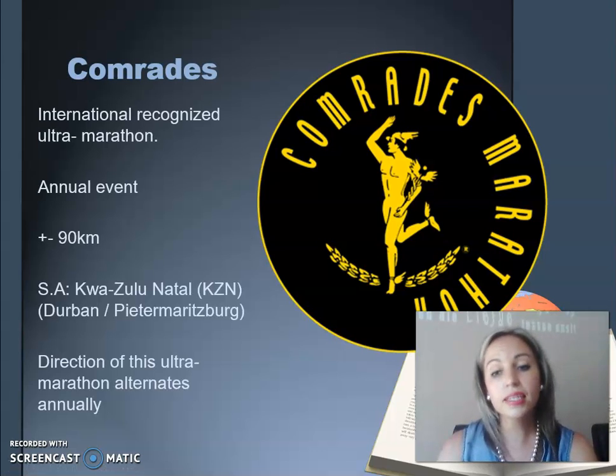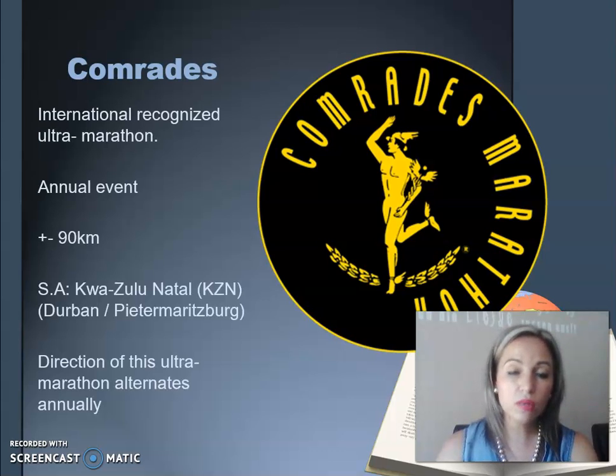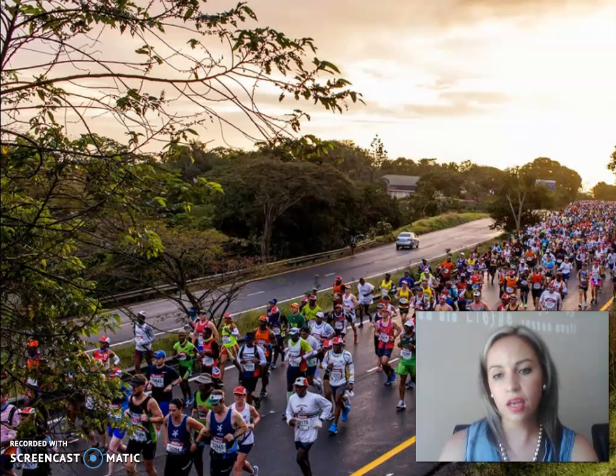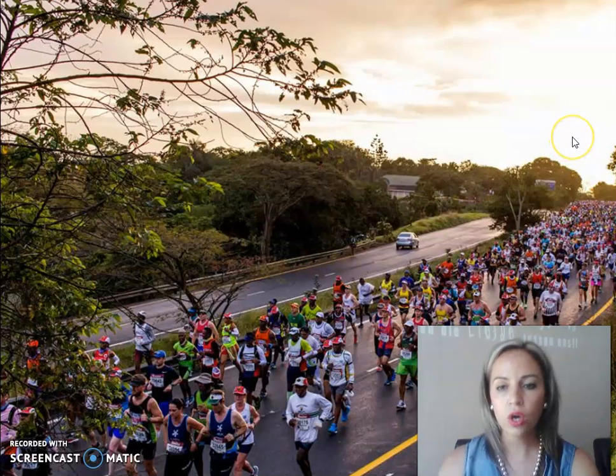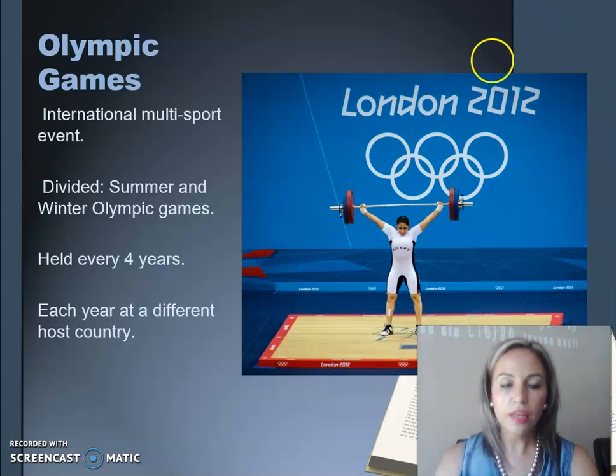Then we have the Comrades. It's an internationally recognized ultra marathon that's held every single year in South Africa. It's plus minus 90 kilometers long. The reason why I say plus minus is because it varies every year. Some years it might be a little bit more, and other years a little bit less. The starting point is in Durban and it ends in Pietermaritzburg, and the following year the direction will change. Then they will start at Pietermaritzburg and run to Durban. This attracts a whole lot of international tourists to South Africa, which means we have a great benefit in our economy.